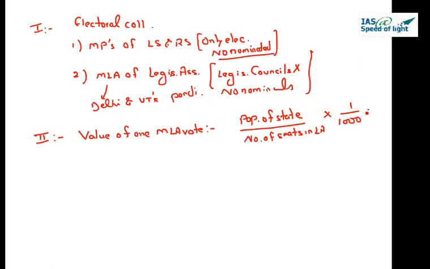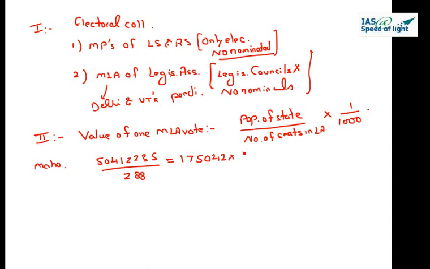Okay, let's take an example now. Let's take the example of Maharashtra. So Maharashtra, the population is approximately 5 crores, exactly it is this much, and the number of seats is 288. So if we calculate this, it comes out to be 175042.